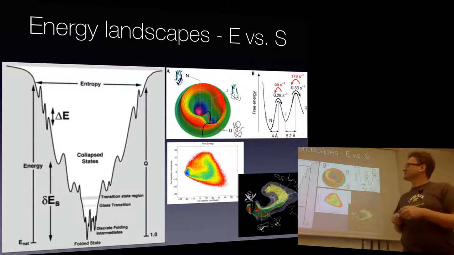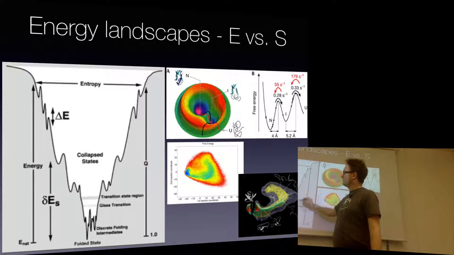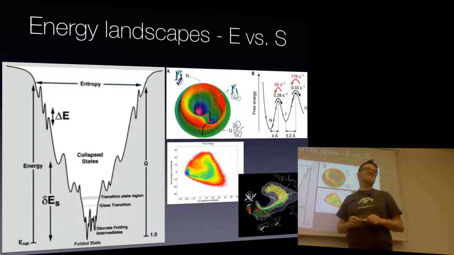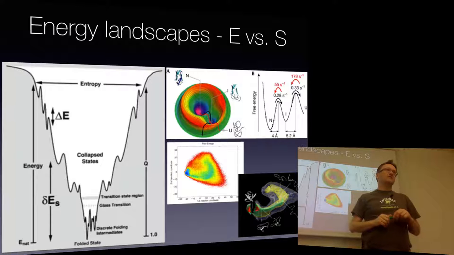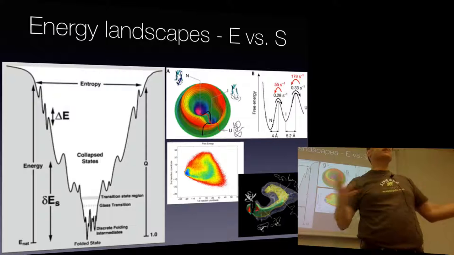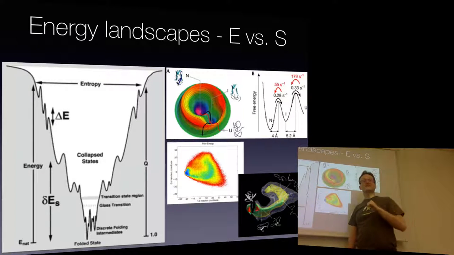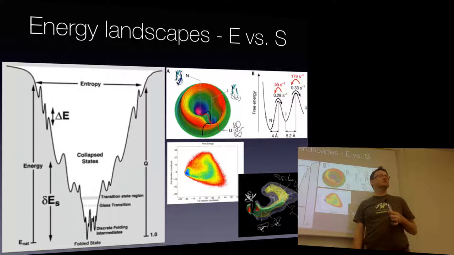What process here do you think is fastest? Exploring things that are energy or entropy? Enthalpy. Enthalpy, right. So it takes time to search through entropy because there are so many states to try out. And we will see later that that's actually the main reason why protein folding takes time. It's primarily an entropic search problem. You need to explore phase space.